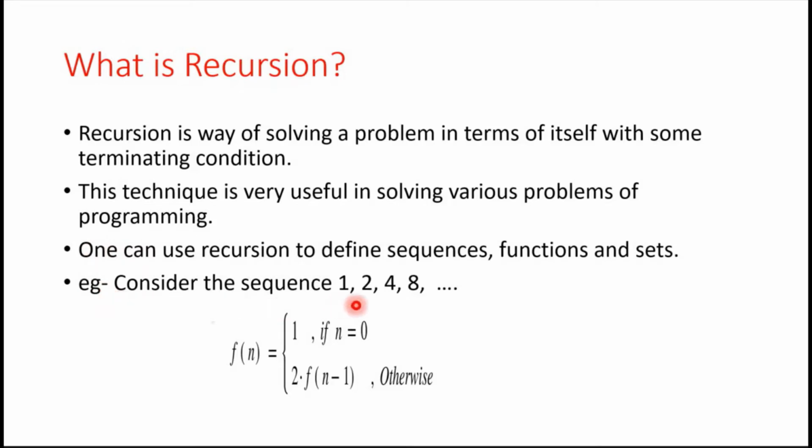Consider this is an example of a sequence and this is the definition of this sequence. We are giving the solution in terms of itself, means 2 into f of this function, 2 into this function. We are modifying this function, we are decrementing, we are simplifying the function, and that is the solution of this function.